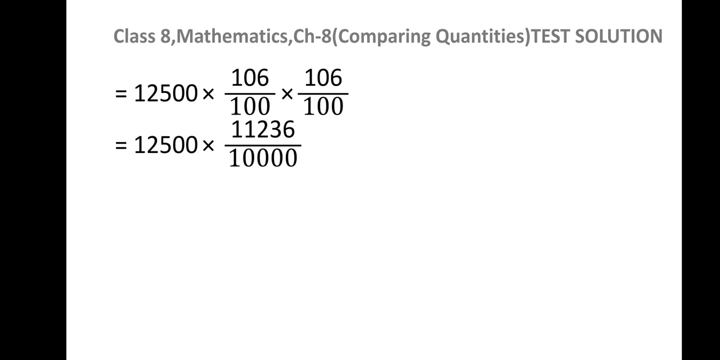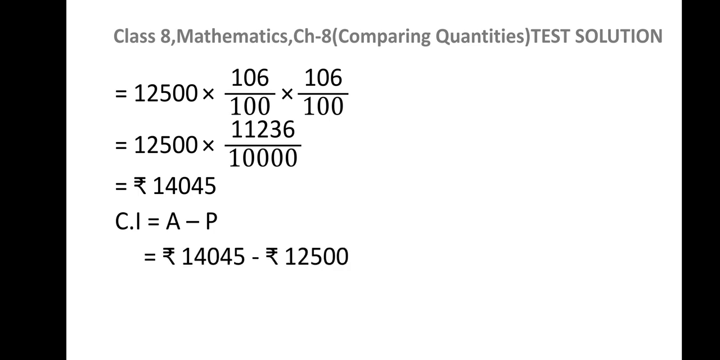And after taking the square of 106, you will be getting 11,236, and into 12,500 you will be solving this, and after multiplication of these two, you will be getting amount as 14,045 rupees. And we know that compound interest is equal to amount minus principal. So 14,045 minus 12,500, you will be getting 1,545 as the compound interest.